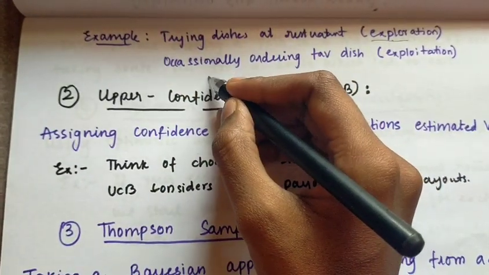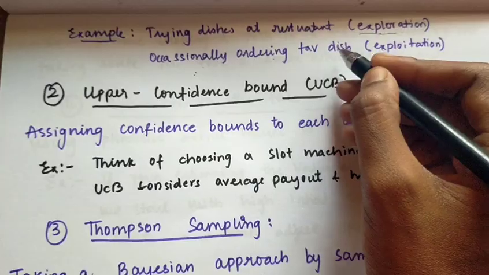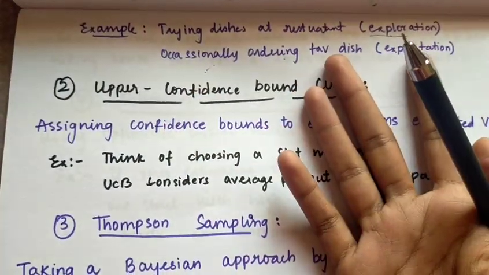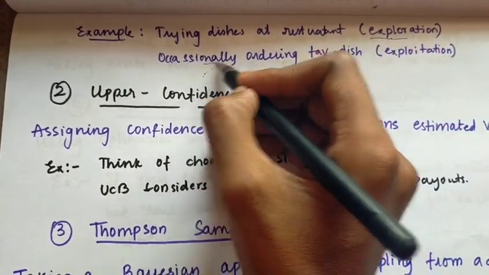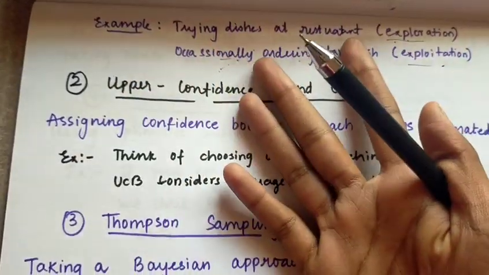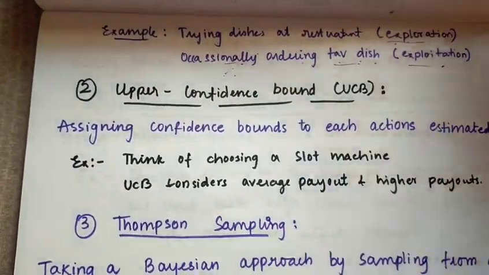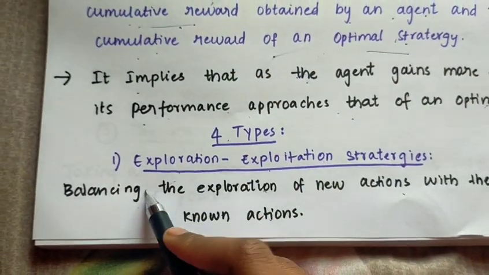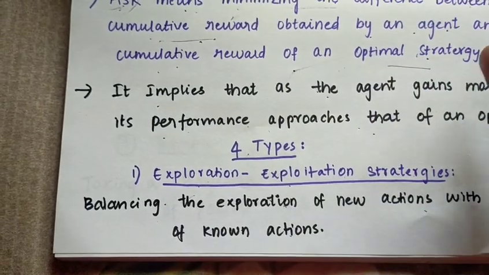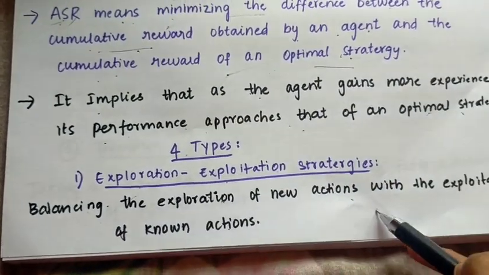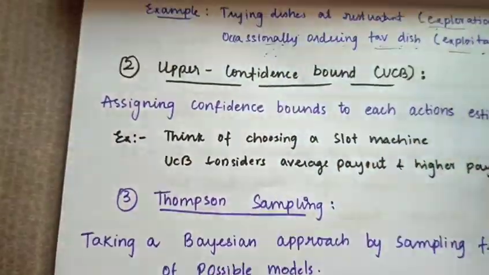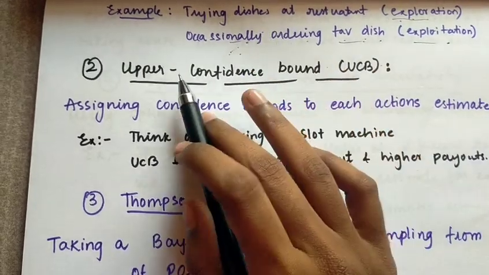But in the same way, when you go to the restaurant you're occasionally ordering your favorite dish. You know that there are many other dishes also, but you have one favorite dish, let's take biryani as an example. That is exploitation. Exploration is trying new dishes at the restaurant. Exploitation is occasionally ordering your own favorite dish. So you are balancing your favorite dish and new dishes: balancing the exploration of new actions with the exploitation of known actions. New actions and known actions. Clear?